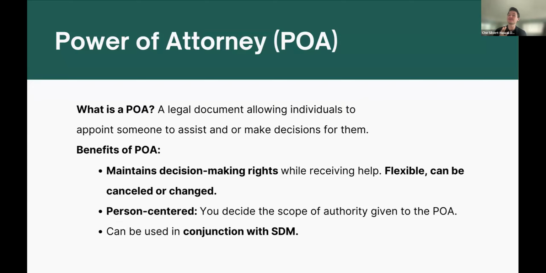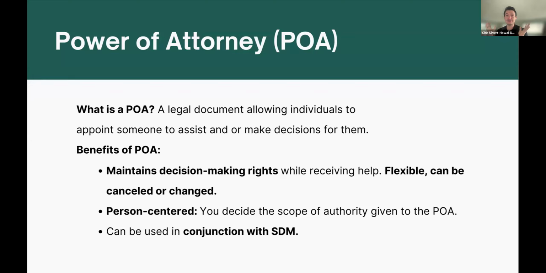And again, it's a useful tool, and you can couple it with supported decision making as well. The reason we bring all of this up is that instead of doing a guardianship or conservatorship first, you could always try a supported decision making, power of attorney, ABLE account kind of setup, which would then almost give you the same authority as conservatorship and guardianship, but they're all free and they can all be done within a week.